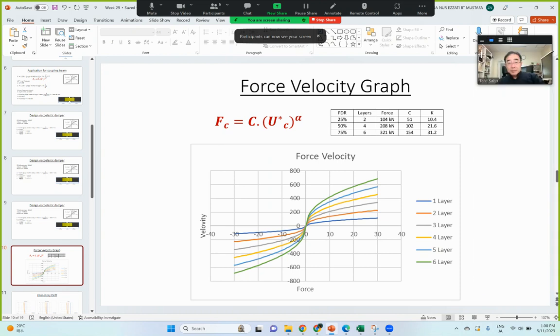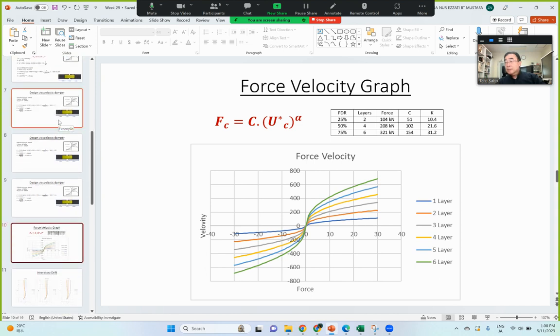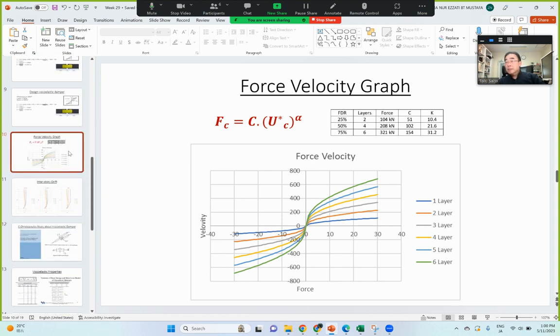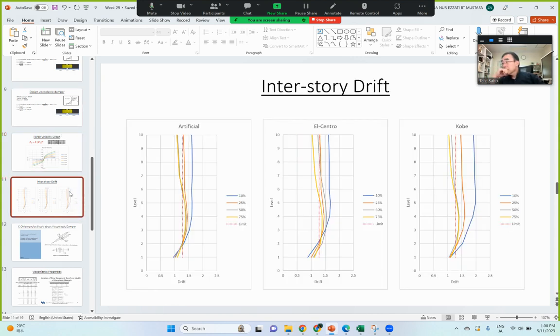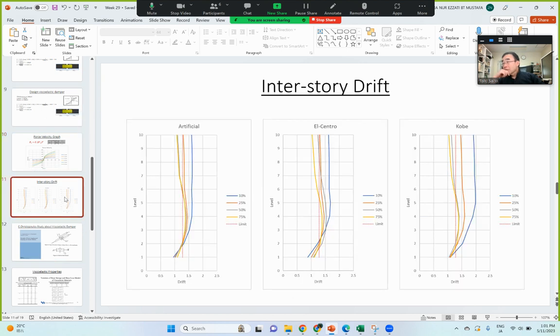Yeah. Okay. So I reran the analysis. I tried the viscous wall from the properties, and I converted it for the coupling beams. This is the interstory drift graph I plotted, based on how many layers we propose inside the damper, using this formula, with C and K obtained from the viscous wall properties.